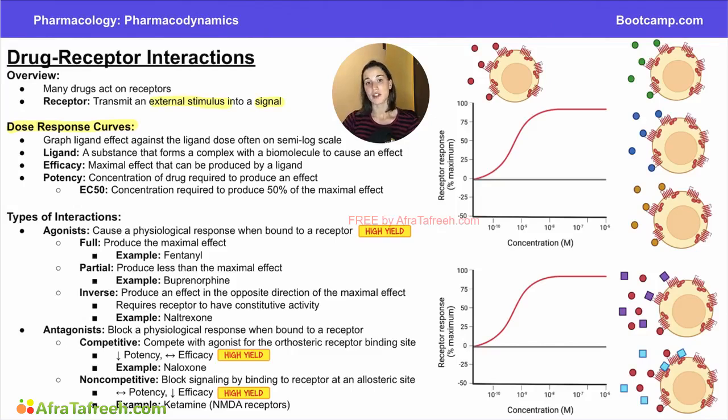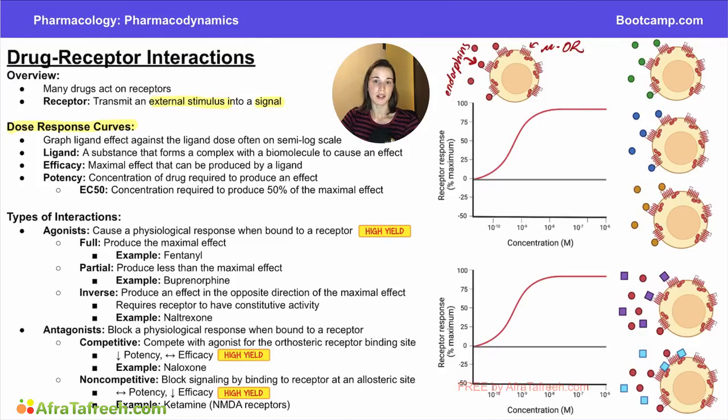And then instead of having initial velocity on the y-axis like we did for enzyme kinetics, we're going to have receptor response. So usually that's going to be measured with a secondary signaling molecule that's downstream of the receptor signaling pathway. So for example, let's consider the mu-opioid receptor, which is a Gi-coupled receptor. The endogenous ligand or binding partner of the mu-opioid receptor that causes signaling in the body are endorphins.